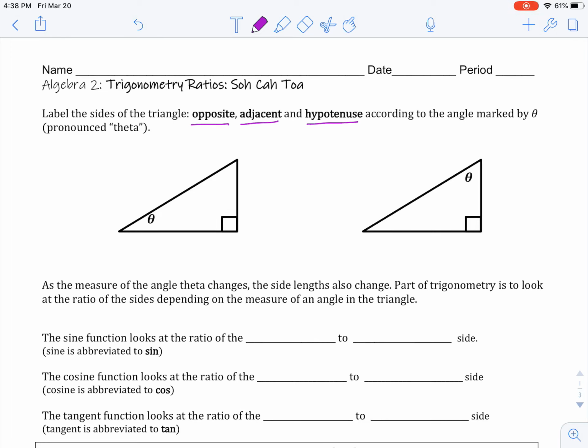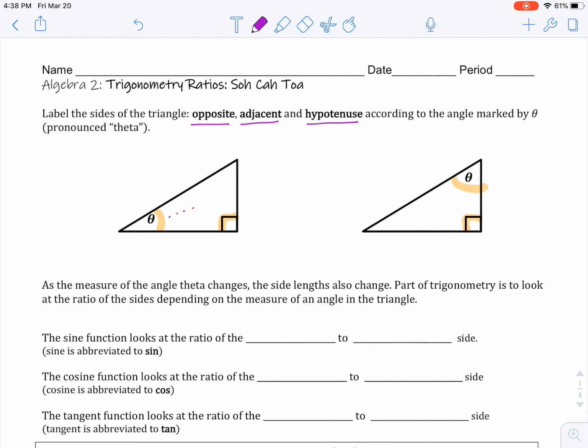So given a right triangle, and we know that by the indication of the square in the corner, we have two other angles. Often those angles are labeled with a Greek letter, alpha, theta, or beta, and we're using theta today, so there's theta there, and in the other triangle, theta. Depending on where that angle is, that's how we determine where the opposite and adjacent sides are.